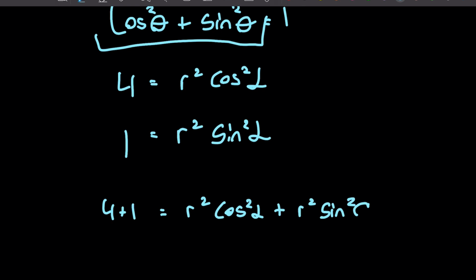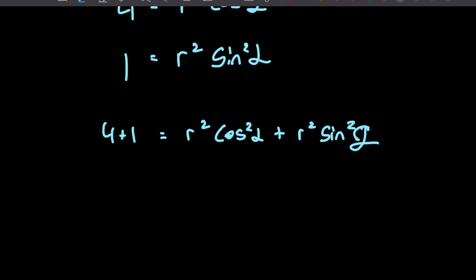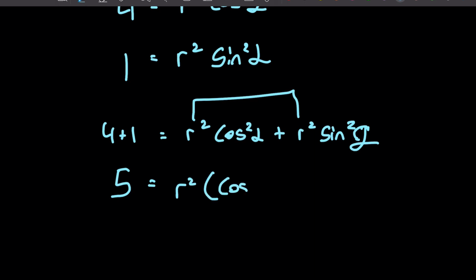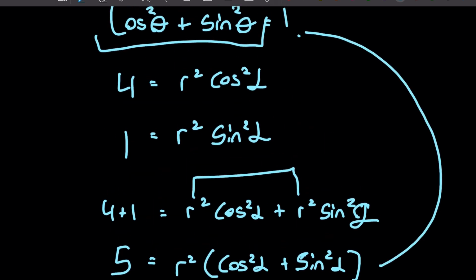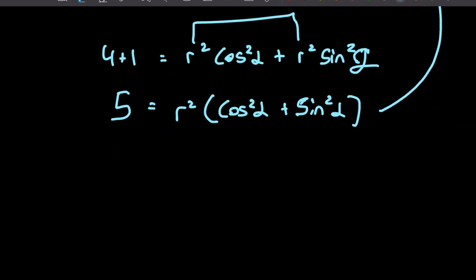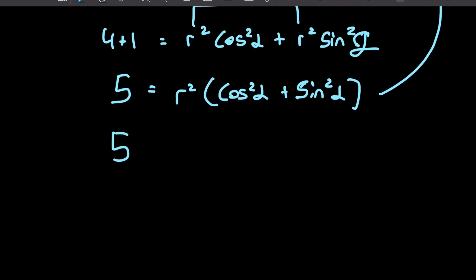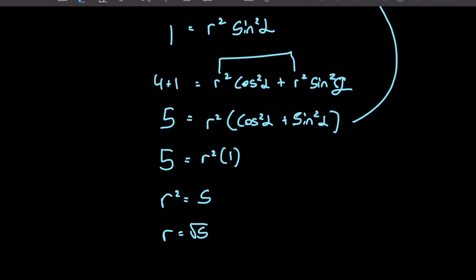My alpha sign is like bad. Okay, now what can we do here? 4 plus 1 is just 5 is equal, and we can actually factor out the r squared. So r squared times cos squared alpha plus sine squared alpha. And we know that from this identity that cos squared alpha plus sine squared alpha is equal to 1. So we have 5 is equal to r squared times 1. This way we know r squared equals 5 and r equals root 5. Great. So now we know the value for r, and we also know the value for alpha.